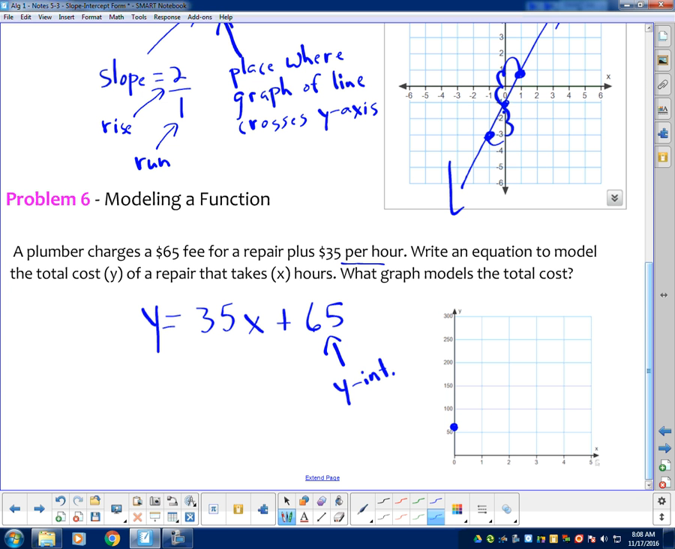From 65, if I go up 35, I would be up at the 100. So from here I'd go up to the 100, and then over 1. It looks like the x scale is scaled by 1, so I have a point right here. So I'd go up the rest of the way to 100, over 1, and keep going at that rate, so something like that. There's my linear function that models the pay rate for that plumber.